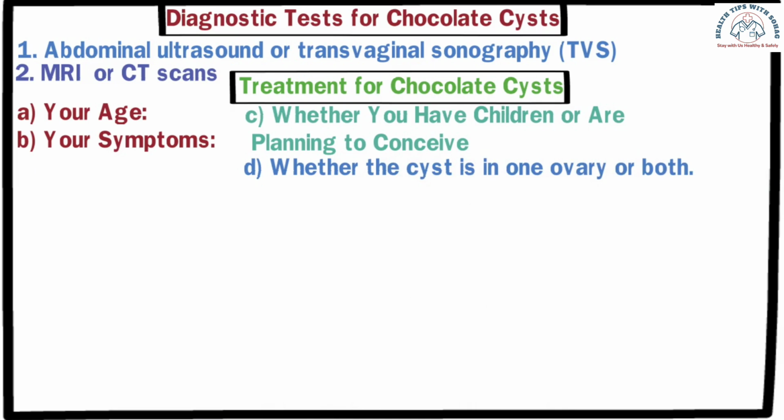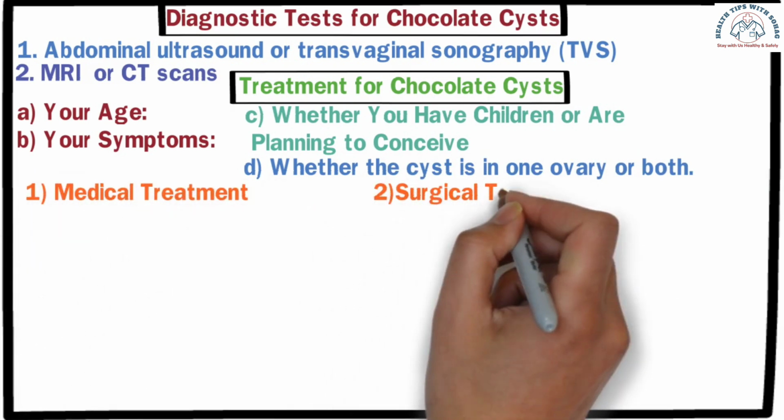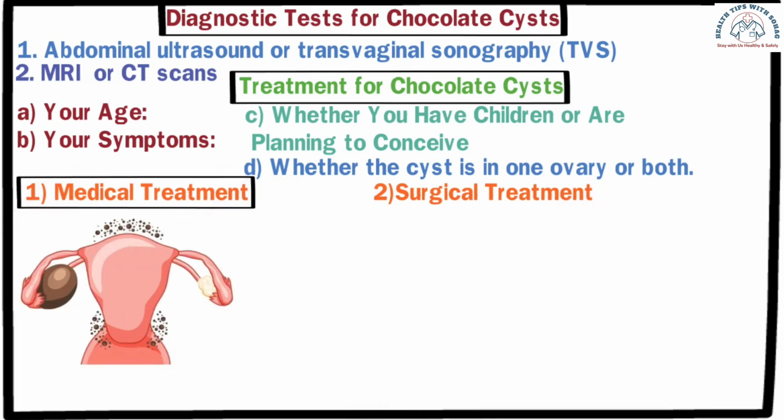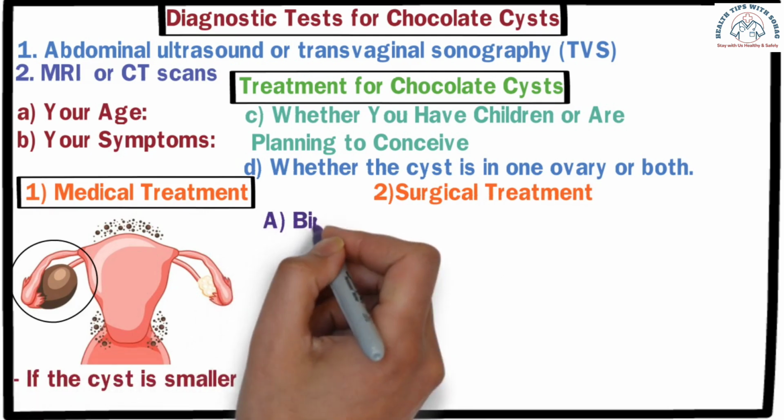Based on your consideration, the treatment plan is usually categorized into two types. Number 1, medical treatment. Number 2, surgical treatment. Let's first talk about the medical treatment. If the cyst is smaller than 3 cm and there are no significant symptoms, the doctor may observe with a conservative approach.